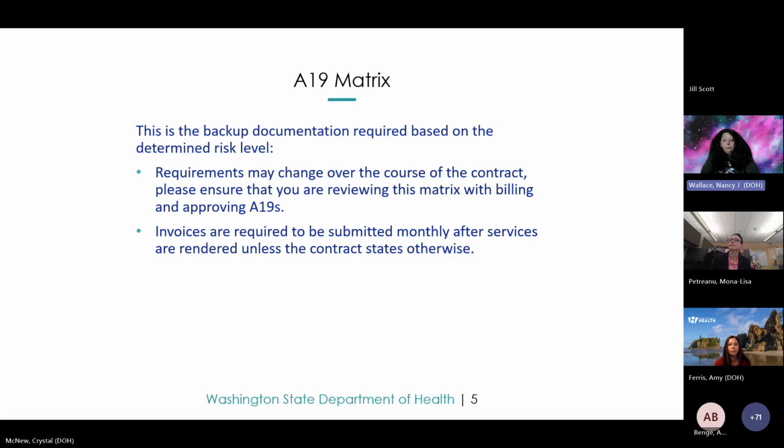The staff who are responsible for preparing the A19 should review the support to ensure only allowable costs are being included with the backup. We recommend that they review the A19 matrix to verify that all requirements are included with each invoice submission. The moderate and high risk requirements build on lower requirements, meaning that as the risk increases, additional backup is required. Providing additional support allows DOH staff to identify and provide technical assistance and feedback as needed.